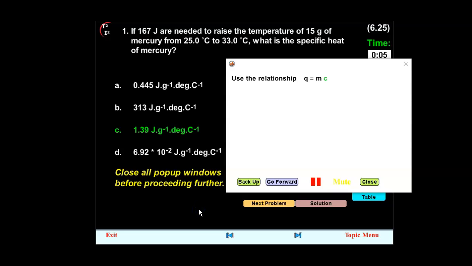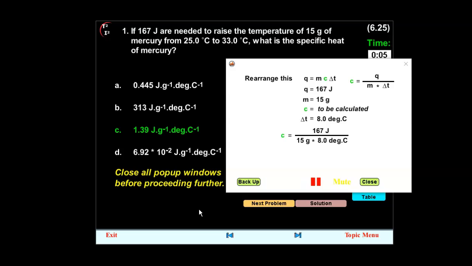Q equals M C delta T. Q equals 167 joules. M equals 15 grams. C is to be calculated. Delta T equals T final minus T initial equals 33.0 degrees Celsius minus 25.0 degrees Celsius equals 8.0 degrees Celsius. Rearrange this. C equals Q divided by M times delta T. C equals 1.39 joules per gram per degree Celsius.